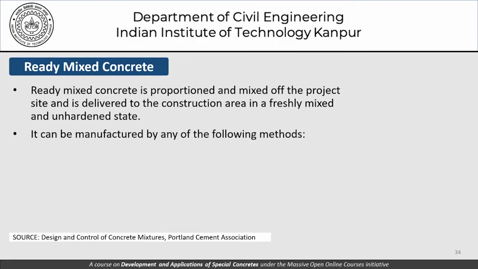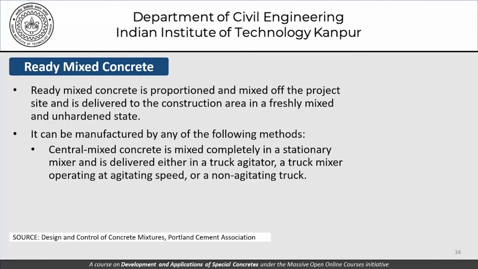Central mixed concrete is mixed completely in a stationary mixer and is delivered either in a truck agitator, a truck mixer operating at an agitating speed, or a non-agitating truck. What is being suggested is that there is a delivery component involved and there is a manufacture component involved. The manufacturing happens in the ready mix concrete plant, which could be a central mixing plant, and then the delivery could happen in an agitator truck or a truck operating at an agitating speed or in a non-agitating truck.